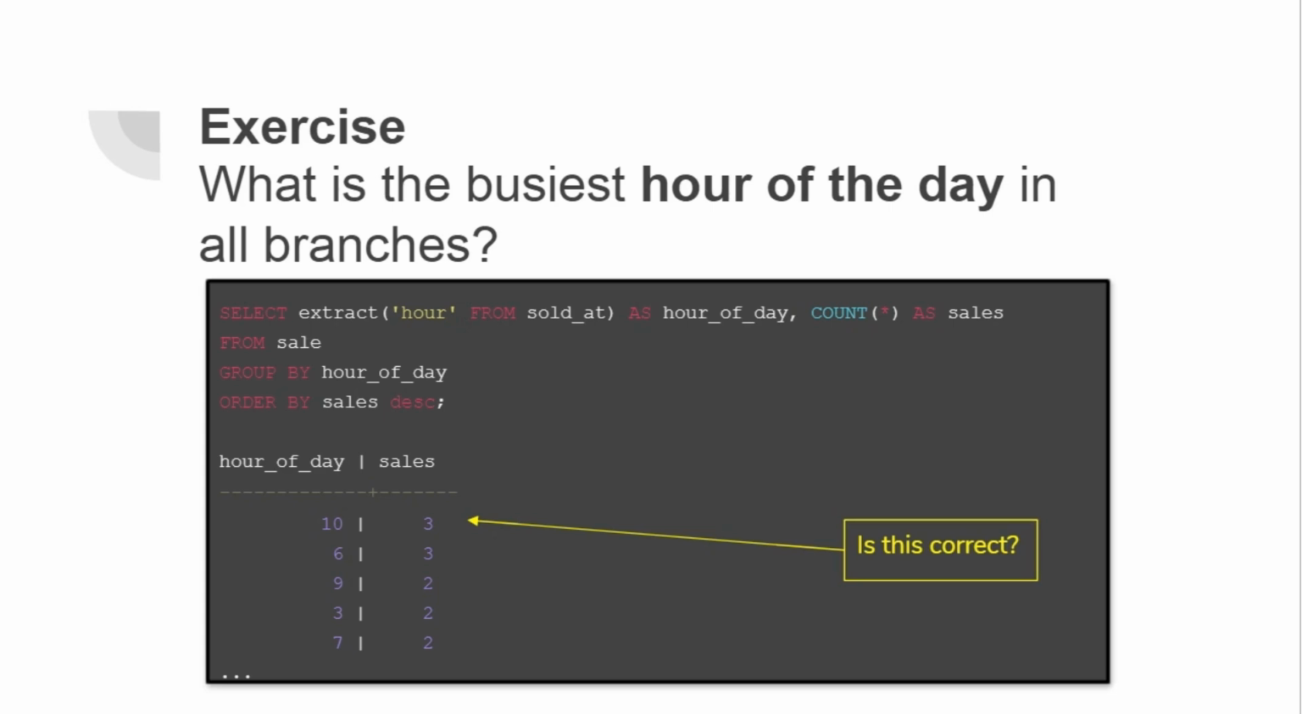So if I'm like the CEO of this chain and I know that the busiest time of the day for me is 10, I might want to hire more staff to work this hour, right? And man the phones or whatever it is, because this is the busiest hour of the day. But is this correct? Is this really the busiest hour of the day in my entire chain?